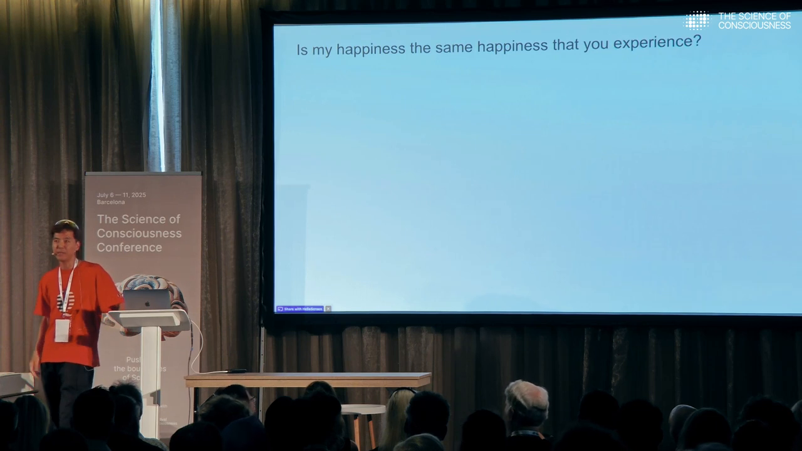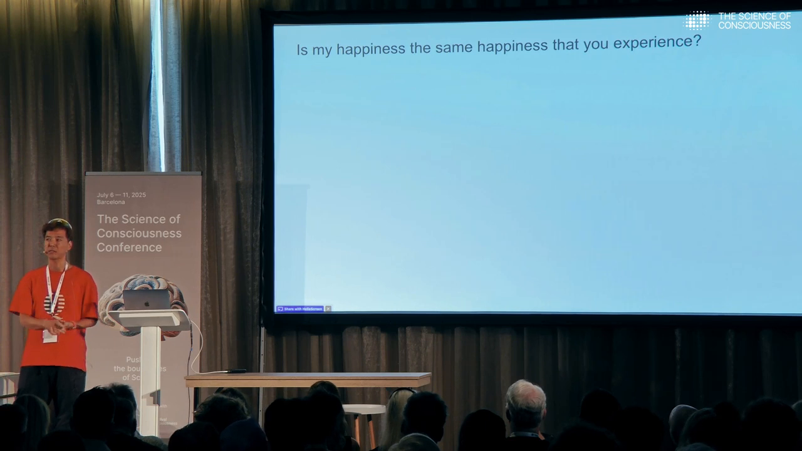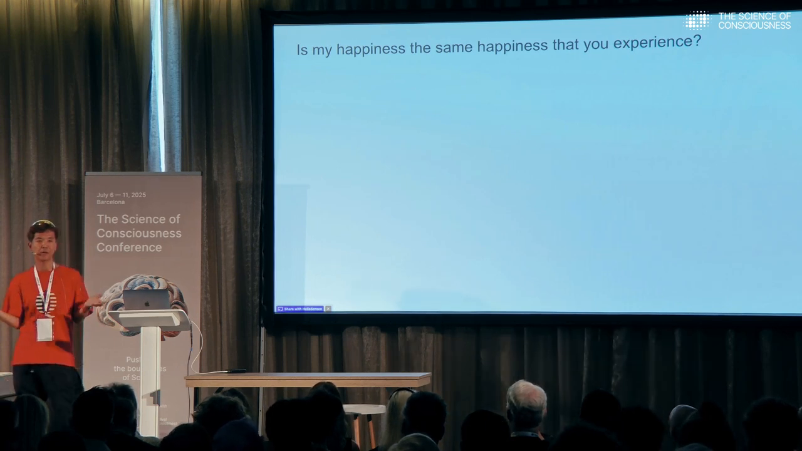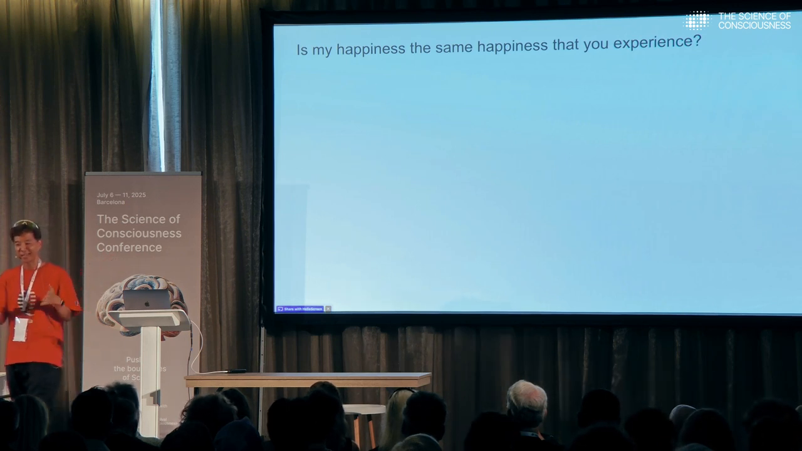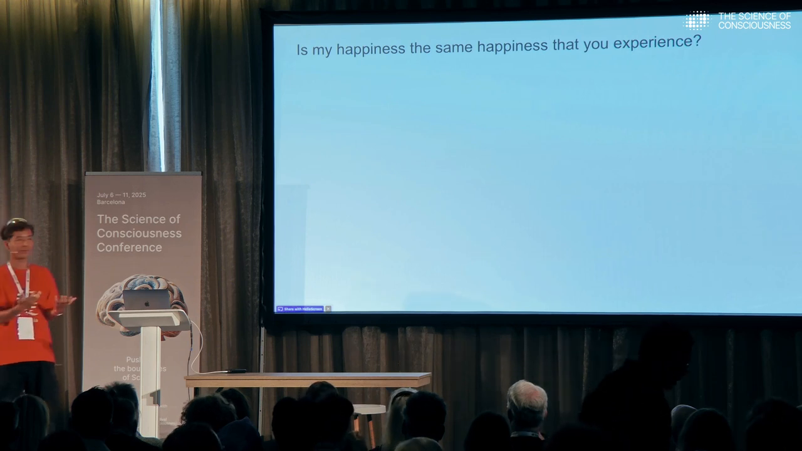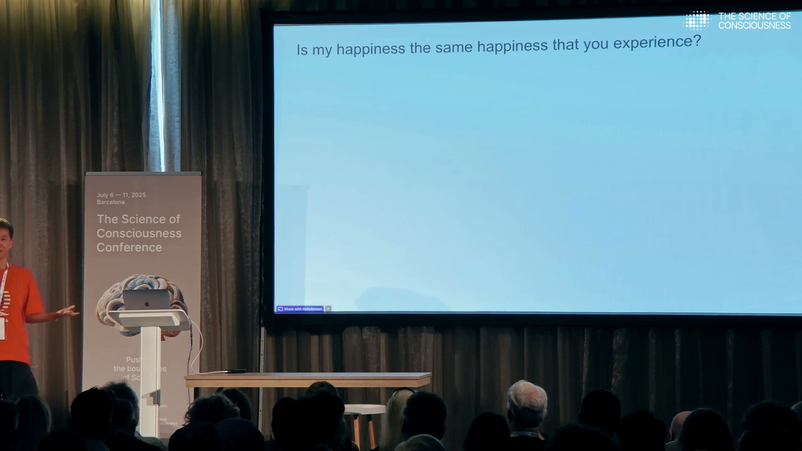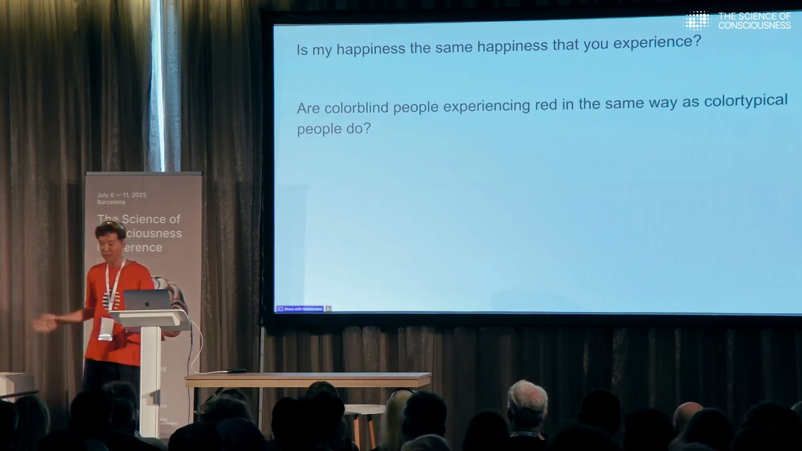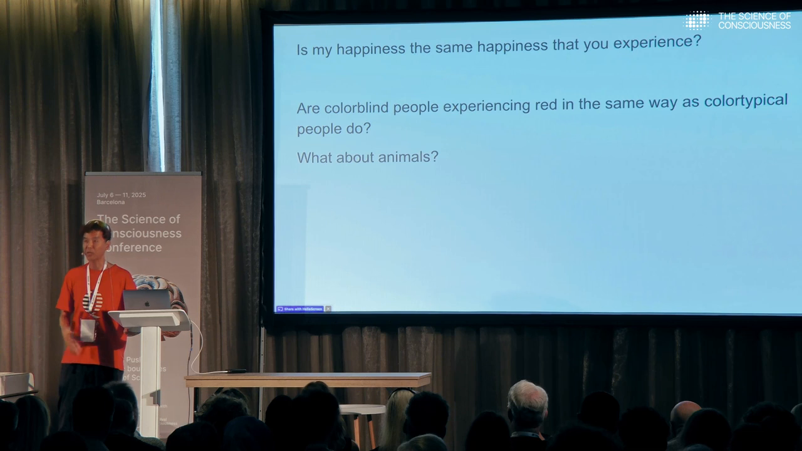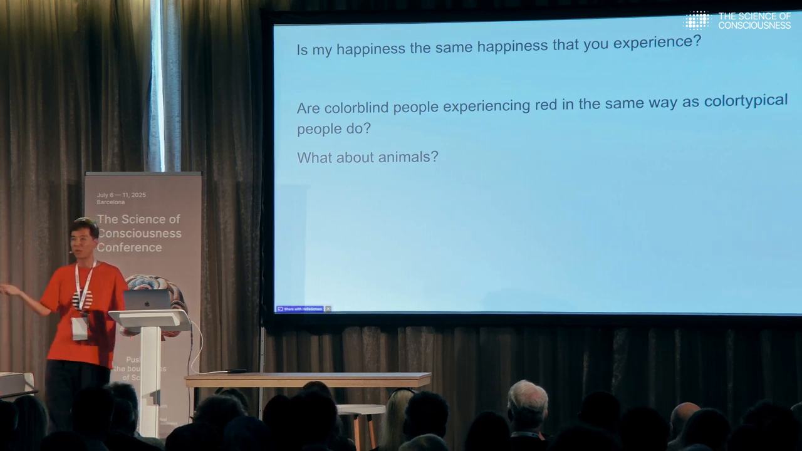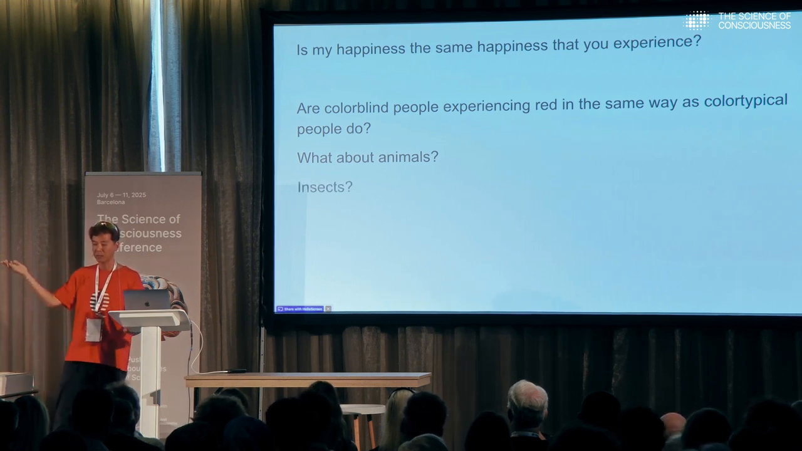And in fact, this is not just about color. Somebody today in the symposium talked about the happiness ranking, with Finland first right now, right? But what does it mean actually? Is my happiness living in Australia right now the same as your happiness living in Spain? I don't understand this question. And also, do colorblind people experience red in the same way as the color typical do? What about animals? Do they experience qualia in a particular modality in the same way as we do or not? How about insects or plants?